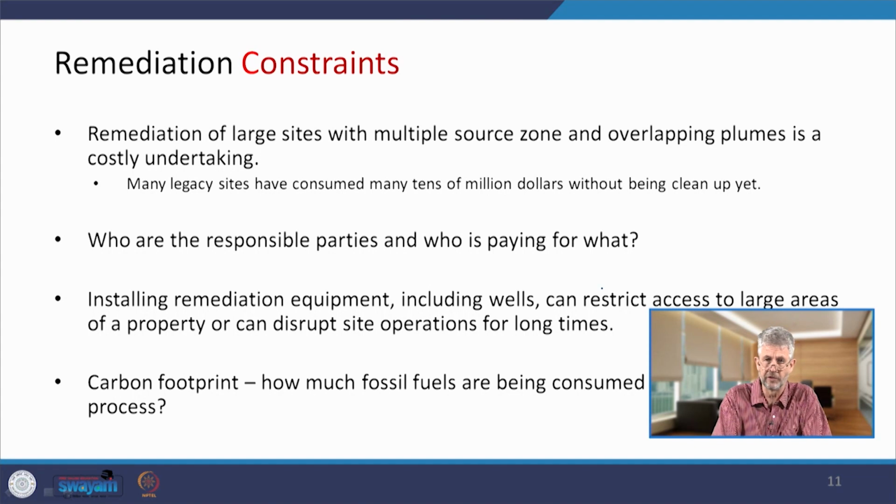And then ultimately another concern is the carbon footprint of your operation. This gets into the foreground more and more these days, because during many years, decades of operation, the amount of carbon released is tremendous in some places. So we need to know how much fossil fuel is being consumed in the remedy process, and how is that in relation to the goal that we're trying to achieve, bringing back the site to good use.